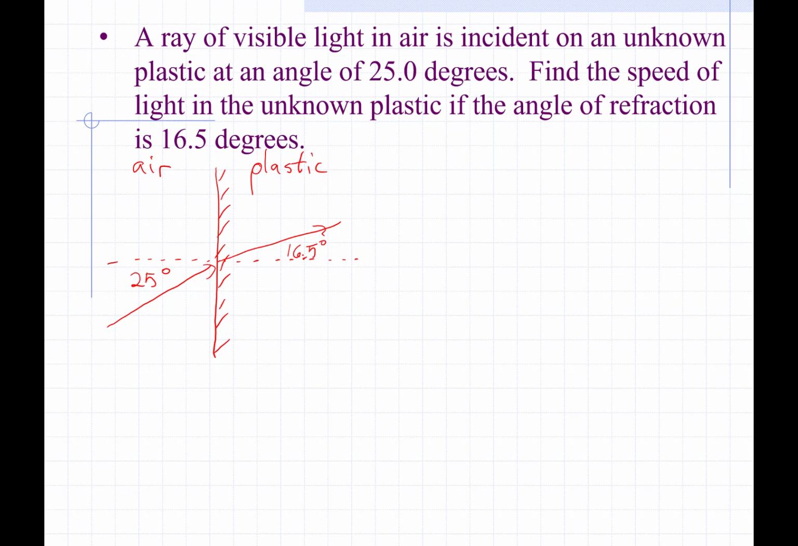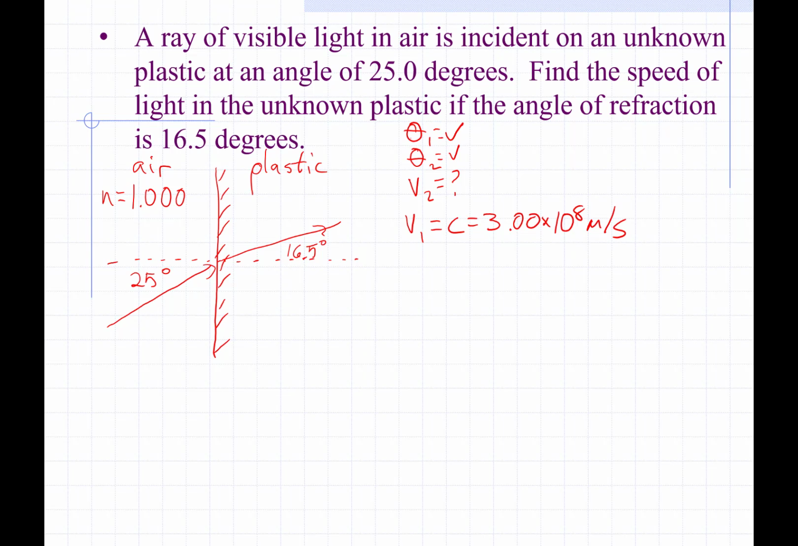Okay, so anything else we need to know? We're given theta 1, we're given theta 2. Our unknown is V2. We have an equation that relates theta 1, theta 2, v1 and v2, but we need to know the speed of light. We would need to know v1. However, we know what the index of refraction is in air. Air is just equal to 1.00 to 3 sig figs, even to 4 sig figs, 1.000. So v in air is the same as the speed of light in vacuum, c, or 3 times 10 to the 8 meters per second.